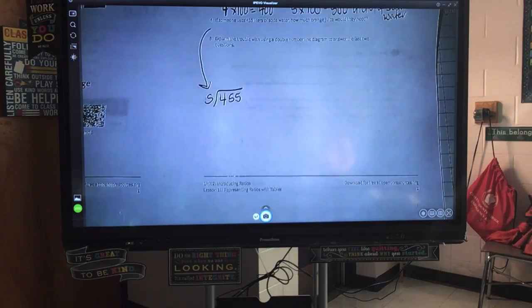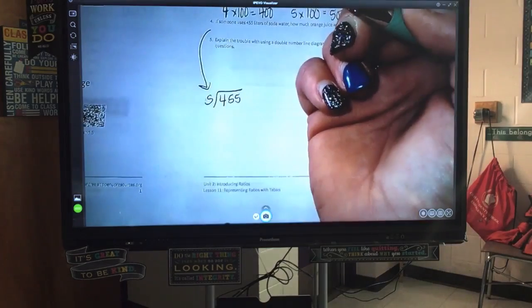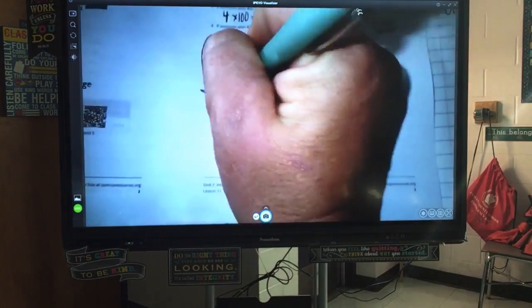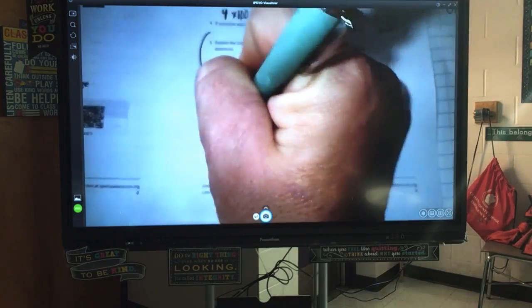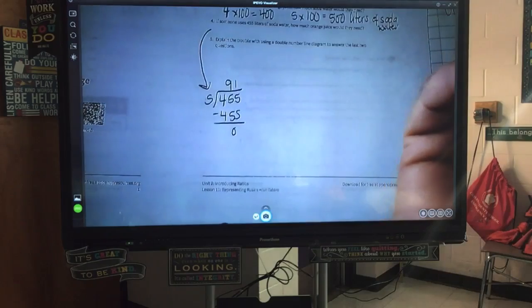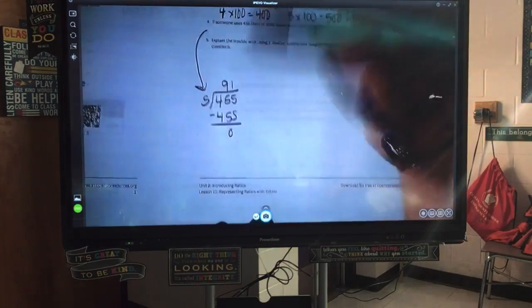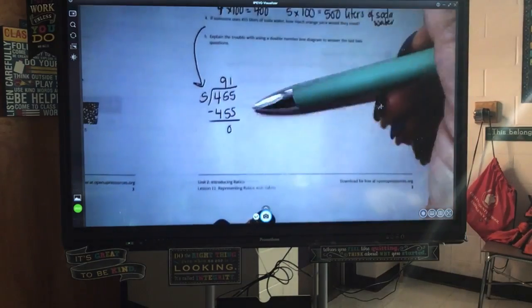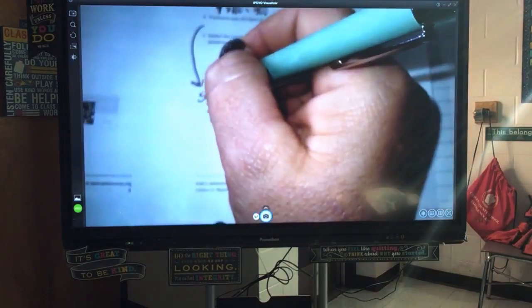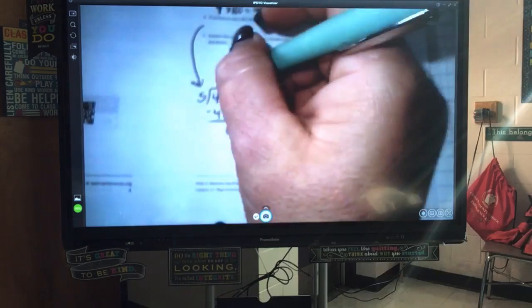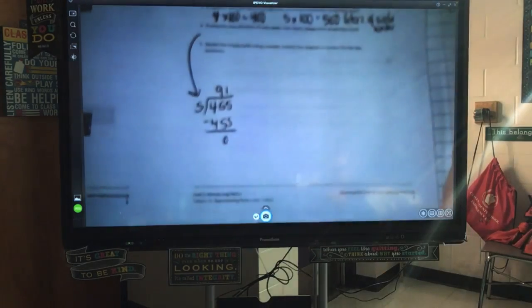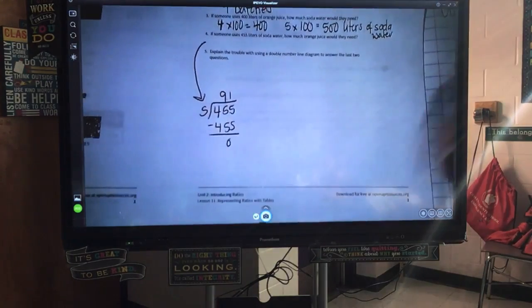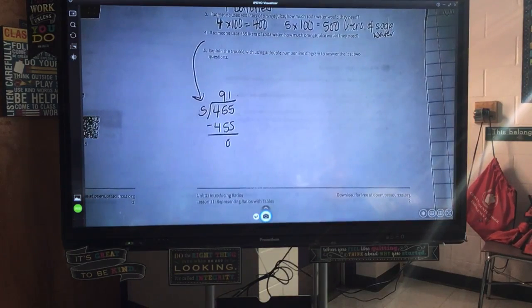Alright, Elise, what'd you get? 91. So essentially, we're going to make 91 batches of this. So if I did 455 divided by 5 equals 91, how do I use that 91 to figure out what I'm going to need for the orange juice? What do I do there? Isaac, what am I going to do there?